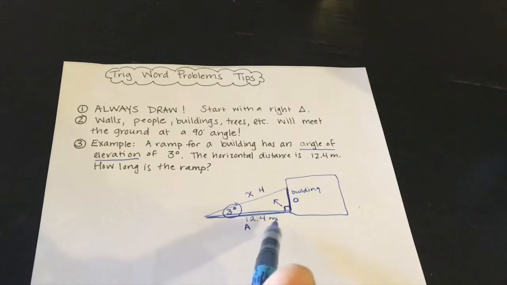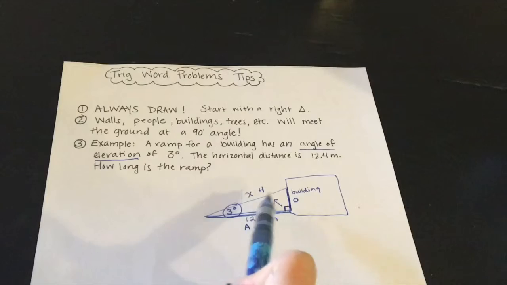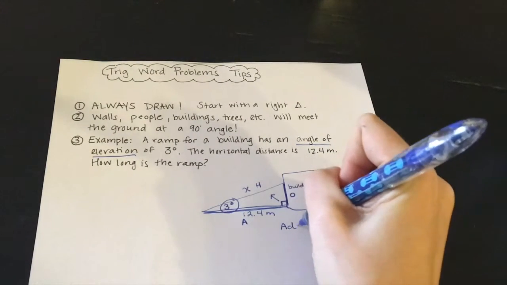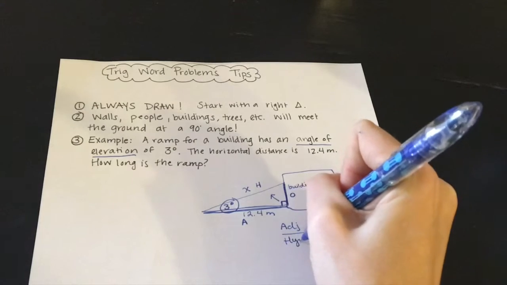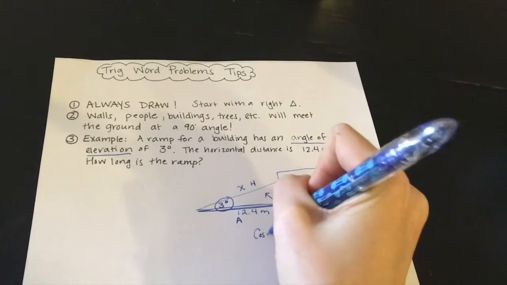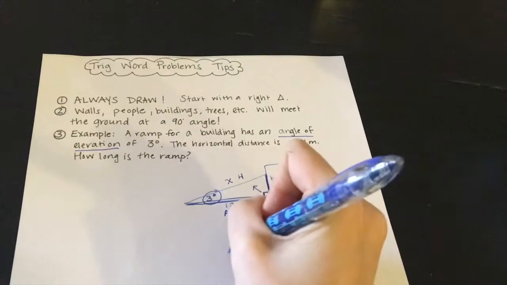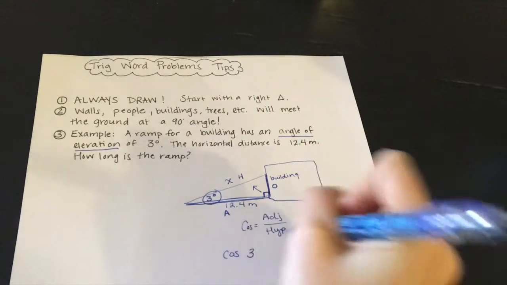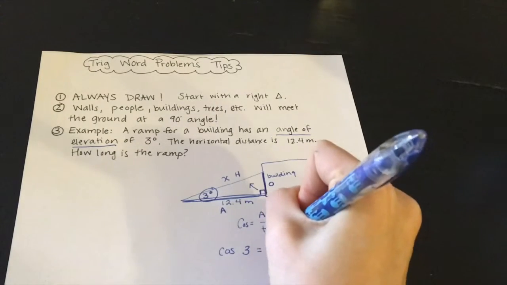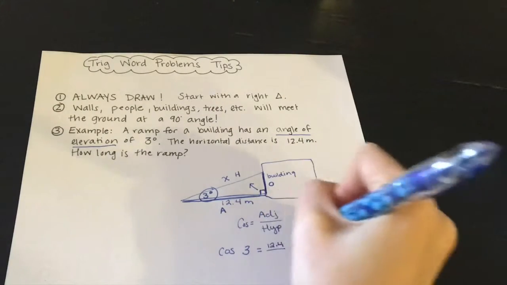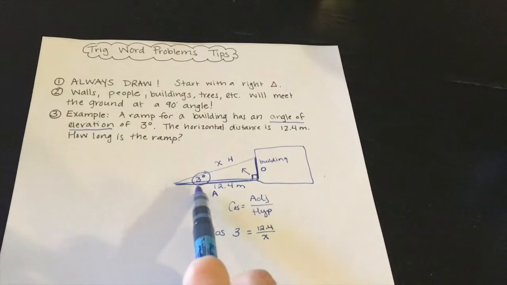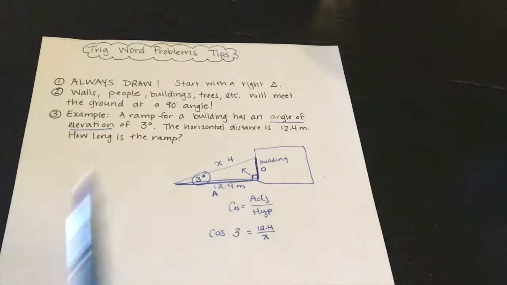So since I have my adjacent side and my hypotenuse, and I don't know anything about the opposite side, I need the ratio with adjacent and hypotenuse, which is the cosine ratio. So the cosine of 3 degrees equals adjacent 12.4 over hypotenuse, which I'm calling x. So the cosine of my angle is the adjacent over the hypotenuse.